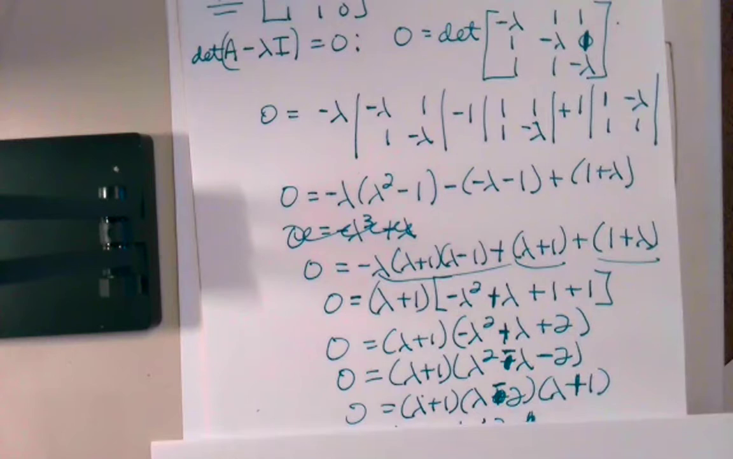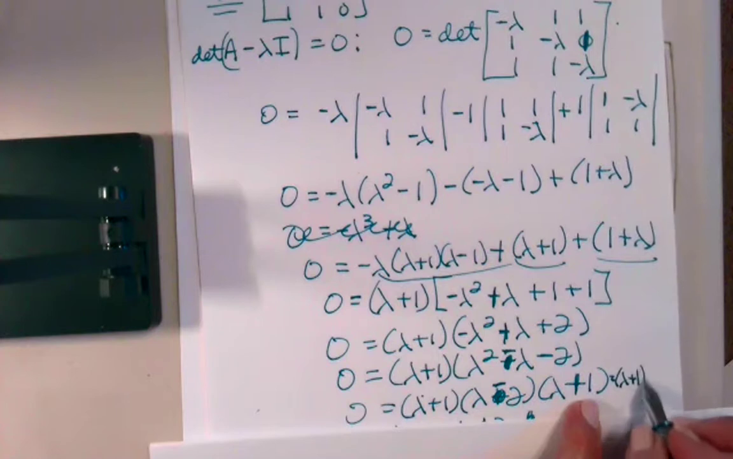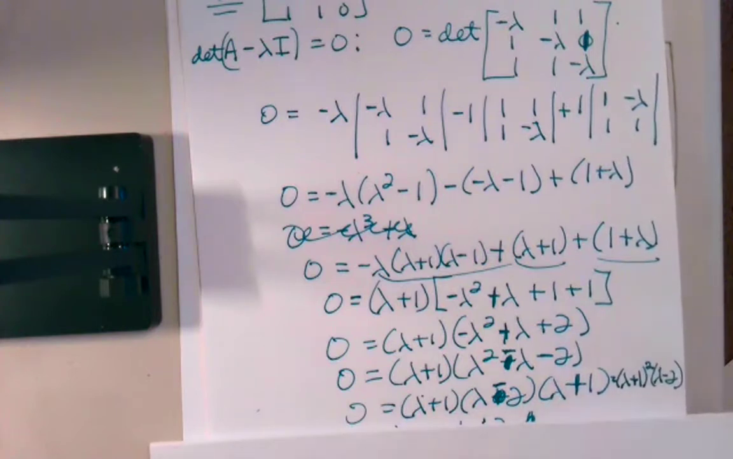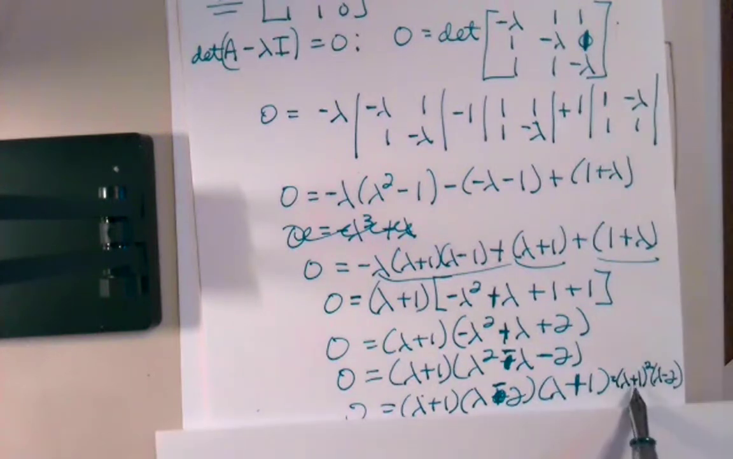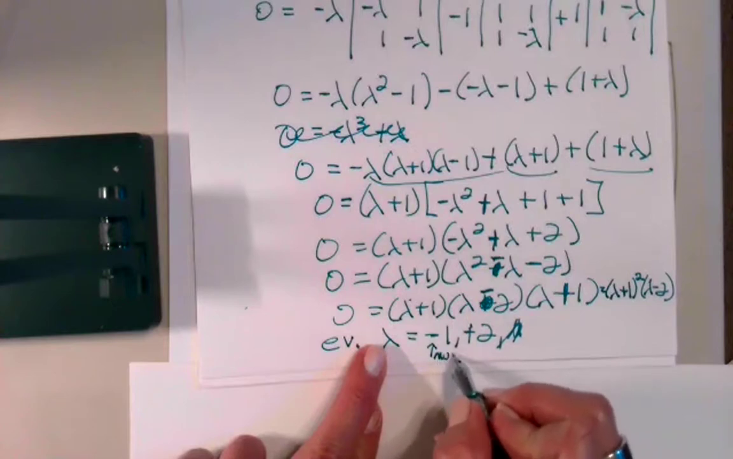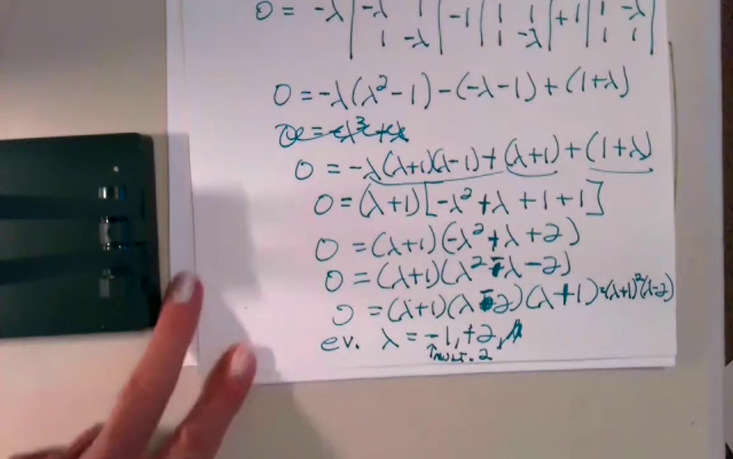So notice this is lambda plus 1 quantity squared times lambda minus 2. Okay, that means lambda equals minus 1 is an eigenvalue of multiplicity 2, because the term it comes from has a power of 2 here. And lambda equals 2 is an eigenvalue of multiplicity 1. So this one has multiplicity 2.